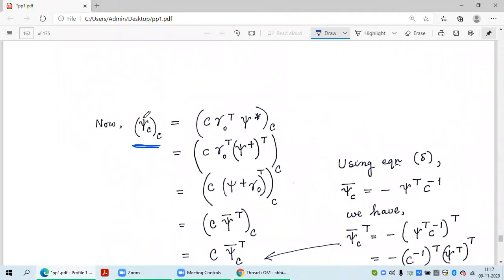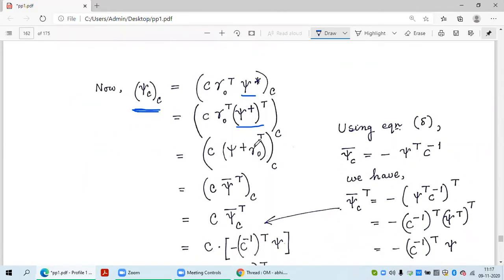This means first write psi C here and then write whole C. The second C I write here. Now C gamma 0 transpose, psi star again is psi dagger transpose, for the obvious reason, it is star transpose. So this is this. Just stop me if you can't follow.